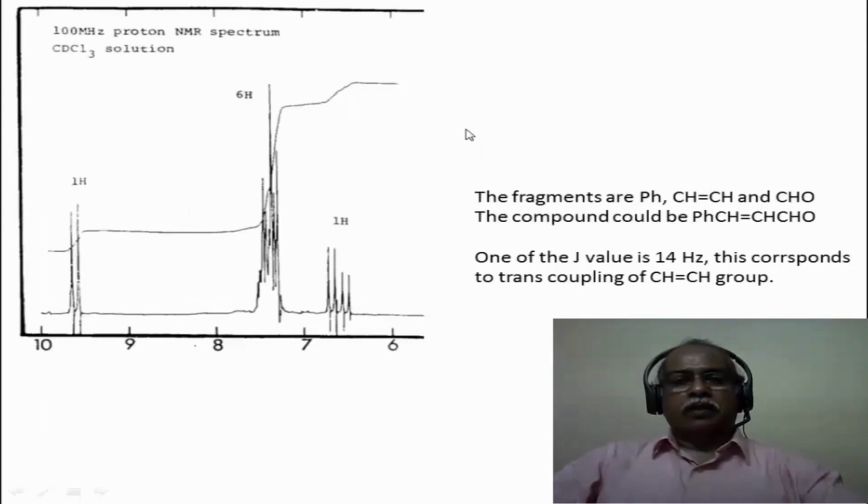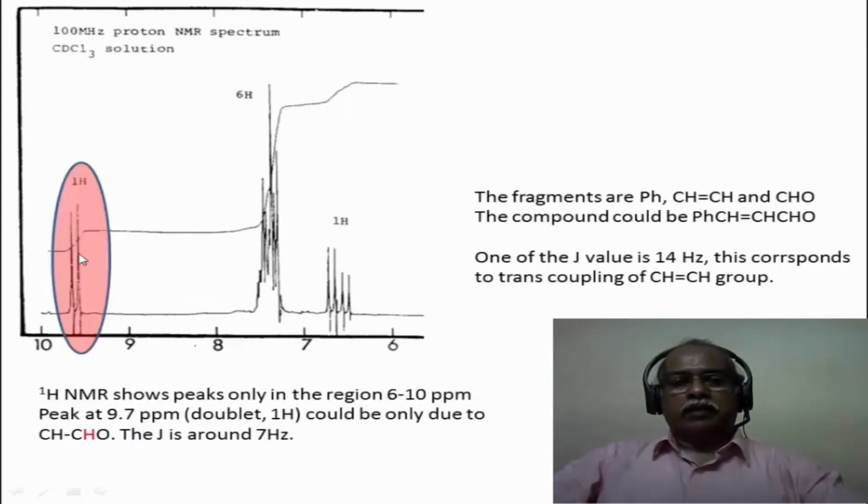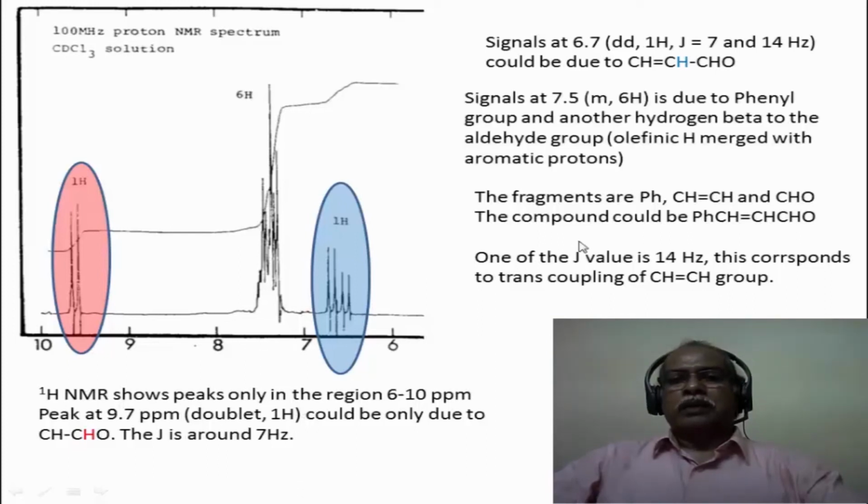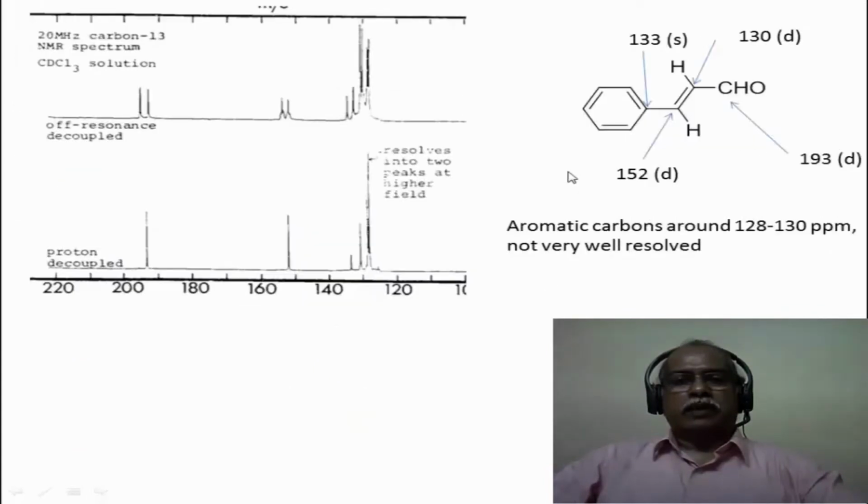There are 8 hydrogens: 1 hydrogen of the aldehyde, 1 hydrogen which is a vinylic hydrogen, and 6 hydrogens, which are 5 hydrogens of the aromatic plus 1 hydrogen of the olefin merging on top of each other, which is the multiplet responsible for the signal around 7.5 or so. So the signal at 7.5 is due to the phenyl group and another beta hydrogen to the aldehyde. The olefinic hydrogen is merged with the aromatic protons in this particular case.